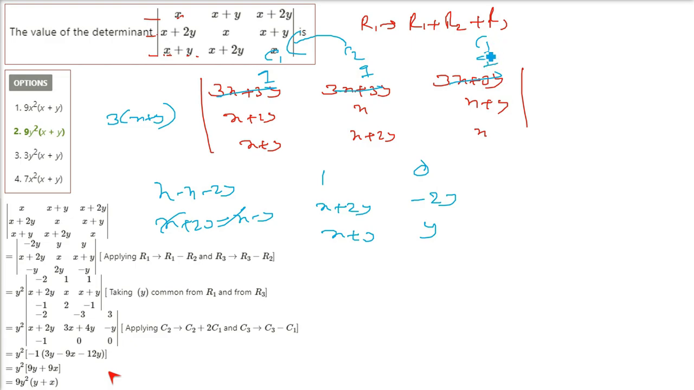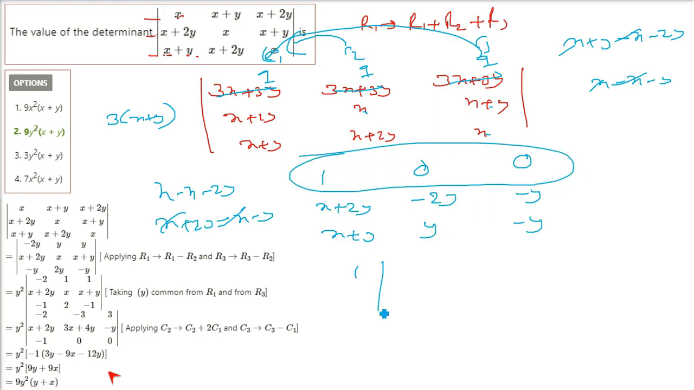And you can do column 2 minus column 3, but I am just suggesting the pattern you should follow. Now x plus y minus x minus 2y, so you get minus y here. And then x minus x minus y, you get a minus y here. So we'll open it using the first row, since we have 2 zeros here. Remember we have 3 times x plus y already outside. So I am opening it using the first row here.